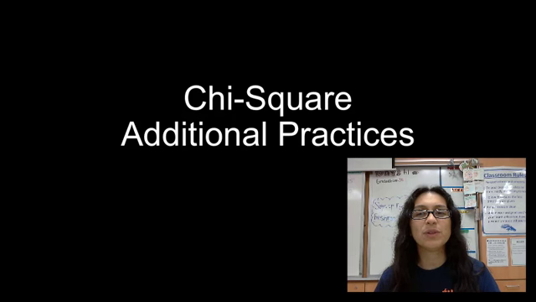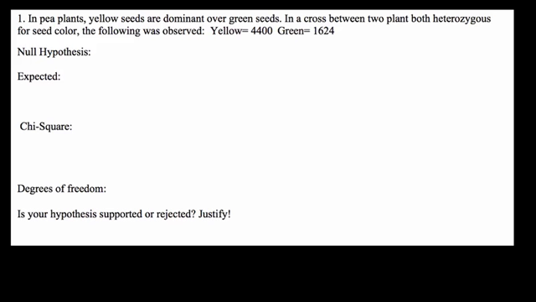Hey Mustangs, in this video we're going to be taking a look at some more practice problems for chi-square. So in this one we have our first word problem here. In pea plants, yellow seeds are dominant over green seeds. So we know what's dominant, what's recessive. Cross two plants that are both heterozygous for seed color.